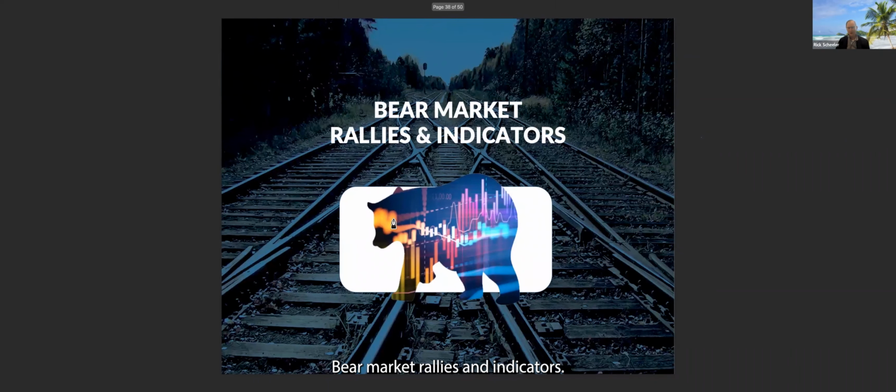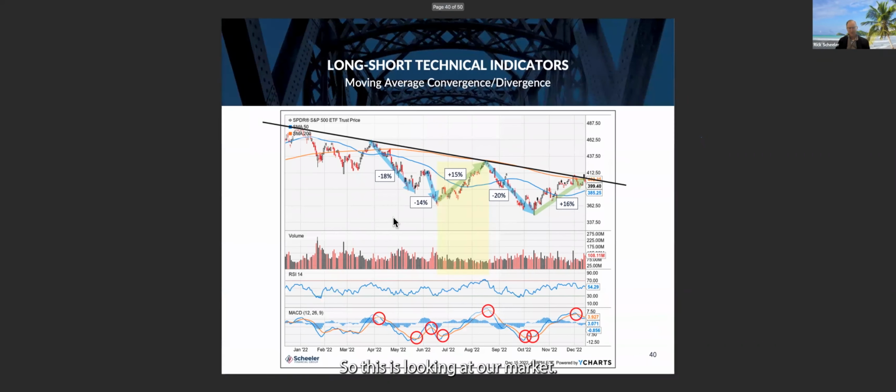Bear market rallies and indicators. So this is looking at our market last year, roughly. You'll notice that we got these significant pullbacks and significant rallies, 15% here, 16% here, and then another sell-off was much less. And then we had a little recovery. Every time the S&P is going to this long-term trend line. It's hard to imagine how that happens exactly over and over and over again, but it has been.